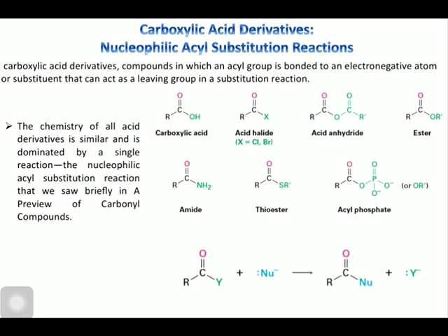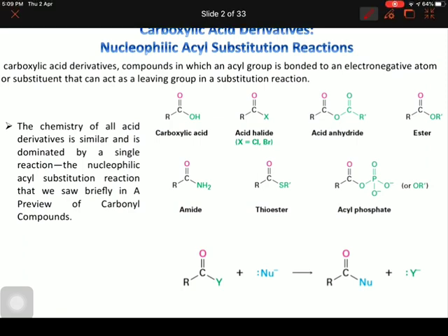The main thing with the difference between the carboxylic acid derivative and the carboxylic acid is that you should replace the hydroxyl group with an electronegative atom. This is the one important thing, that we are replacing the hydroxyl group with an electronegative atom. One more thing, this electronegative atom that we are replacing with should be a good leaving group for substitution reaction.